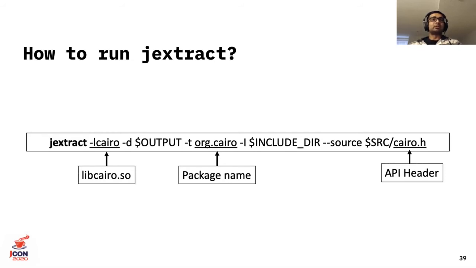The 3 main arguments are the native library name, the package name for the API, which will be generated by jextract, and the header file, which contains all the stubs for the native functions in the native library.